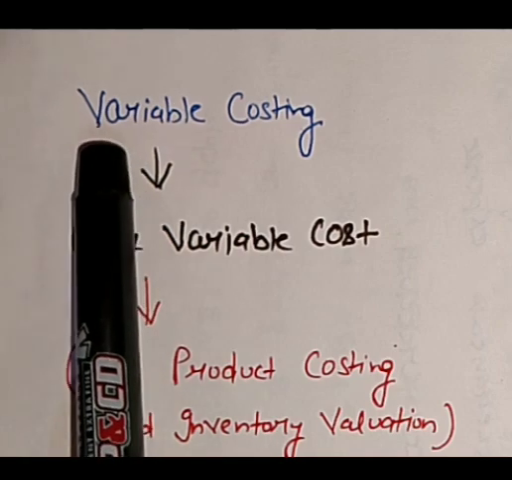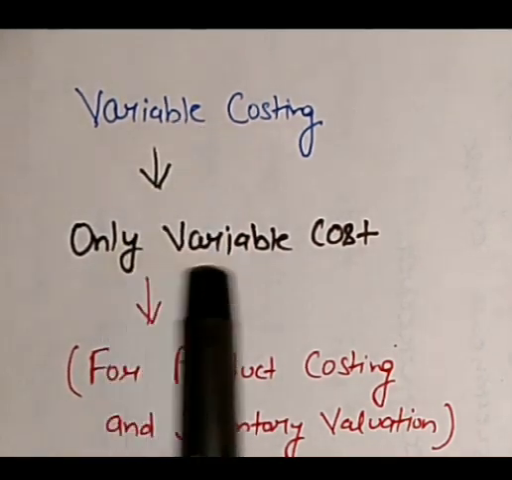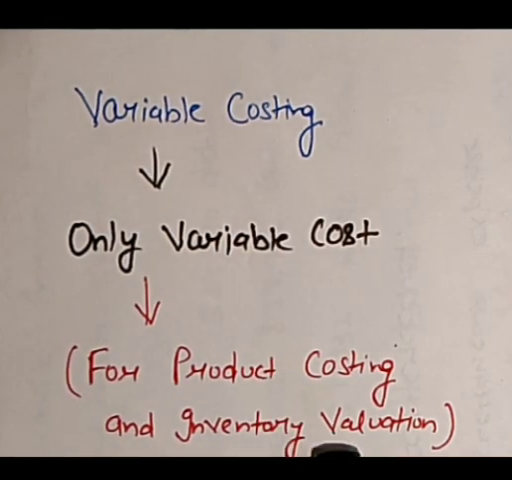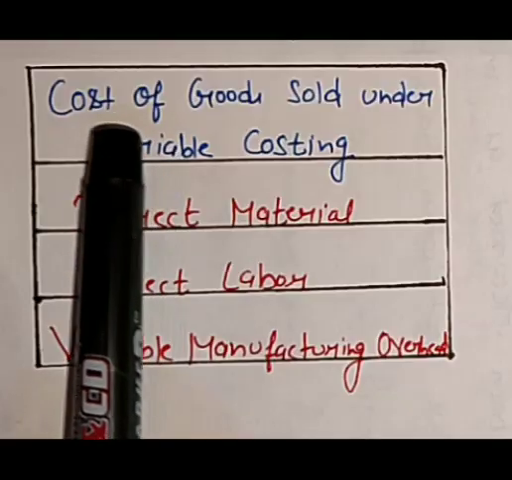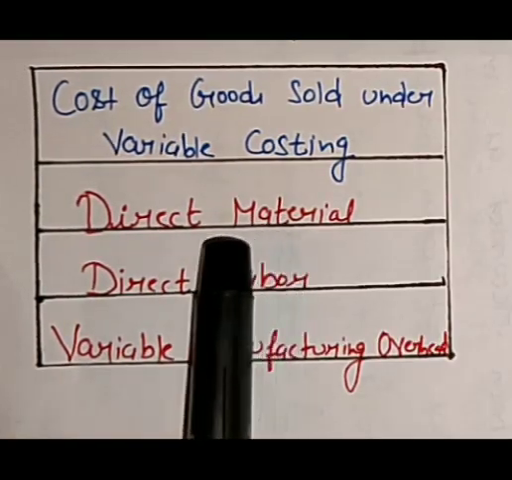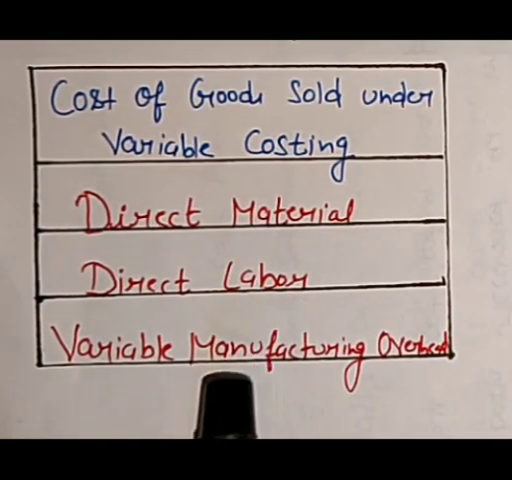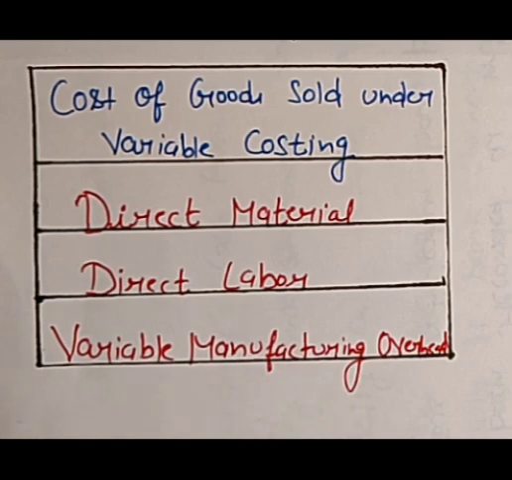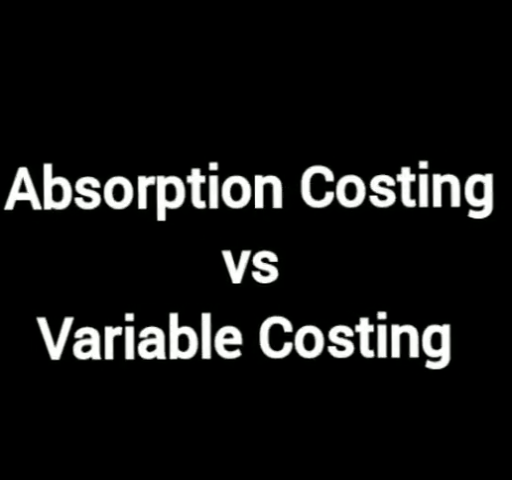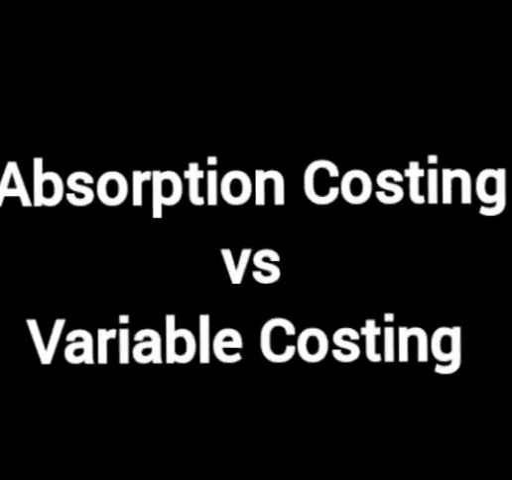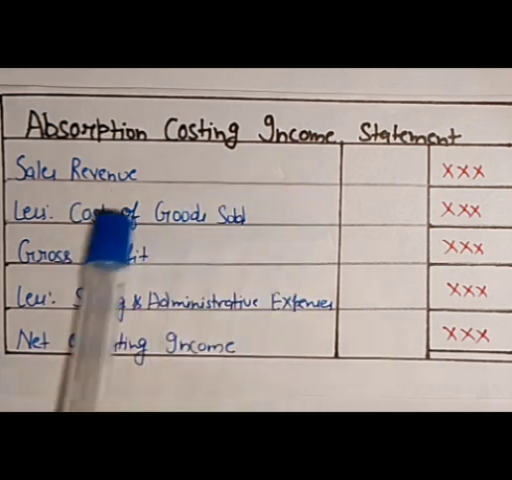Whereas the variable costing considers variable cost for product costing and inventory valuation. Cost of goods sold comprises of direct material, direct labor, and variable manufacturing overheads. The other major difference between these two methods is the presentation of income statement.